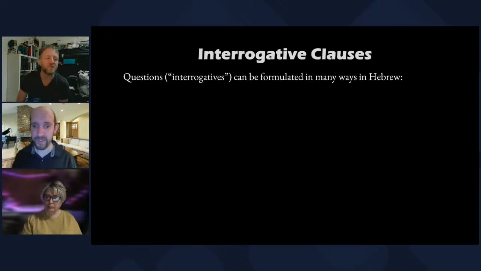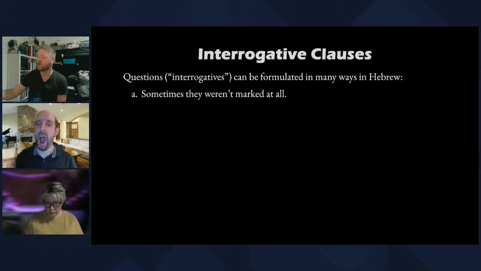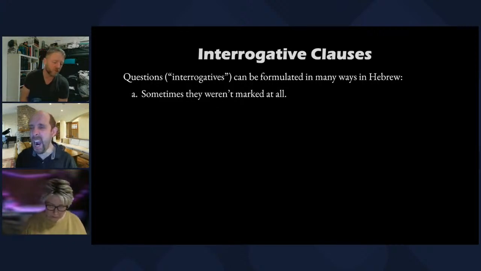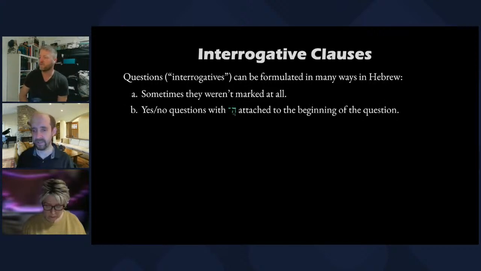Interrogative clauses. Interrogatives are questions. Questions can be formed in many ways in Hebrew. Obviously, sometimes they aren't marked at all. Sometimes you say, Kelev anochi, am I a dog? But most of the time, yes and no questions are going to be marked with ha. It does not follow with dagesh. So not hakelev, right, Colton? You say ha-chelev anochi. Am I a dog? That's from our reading in the past hour.